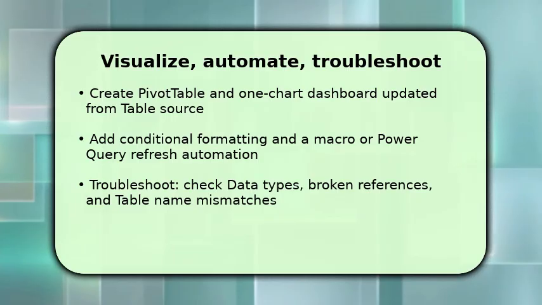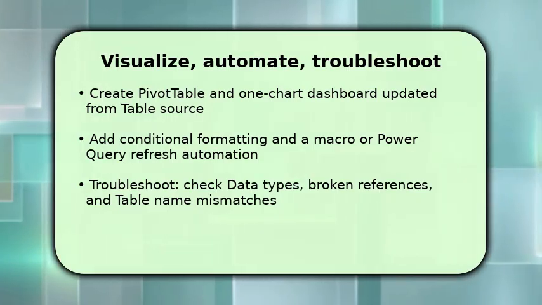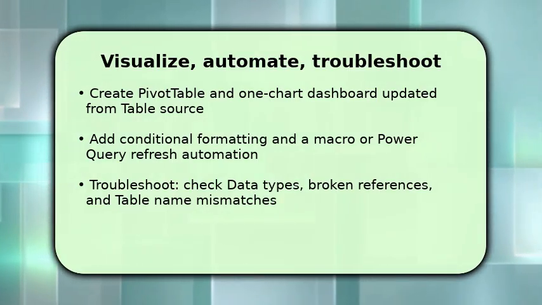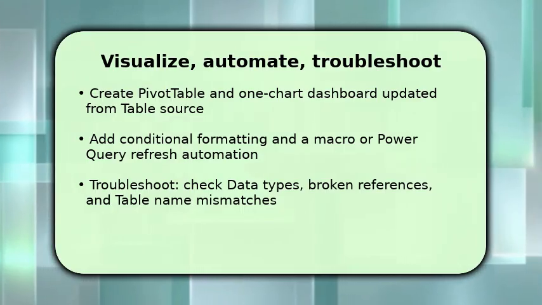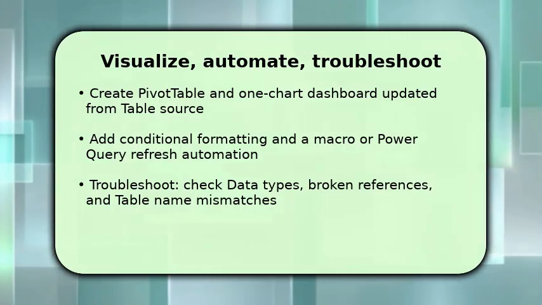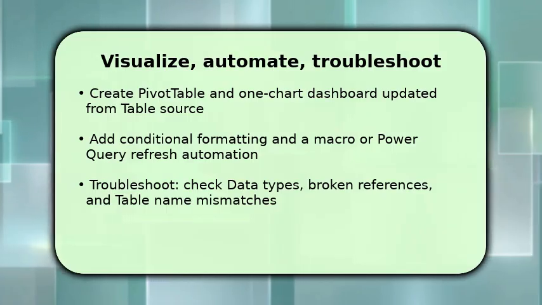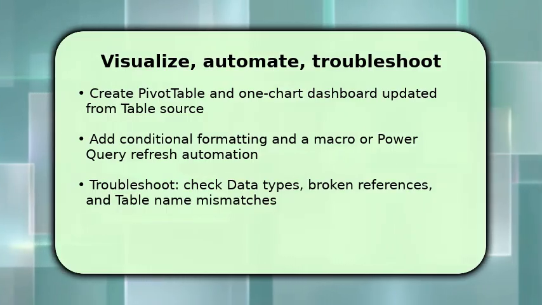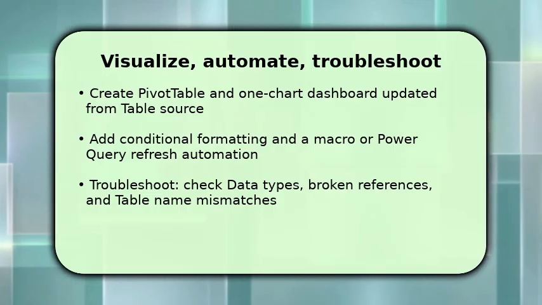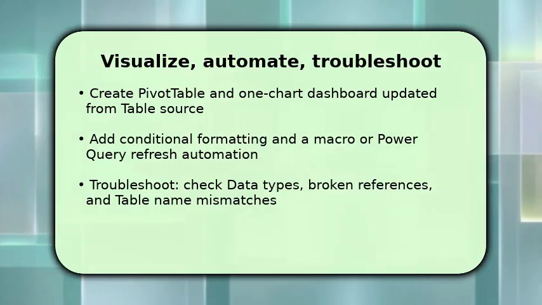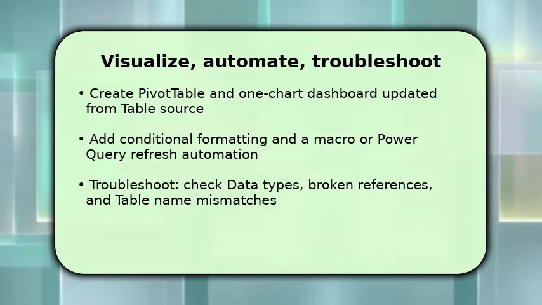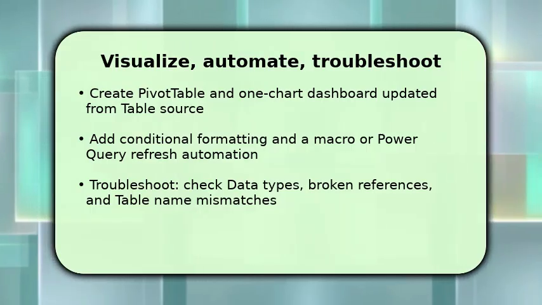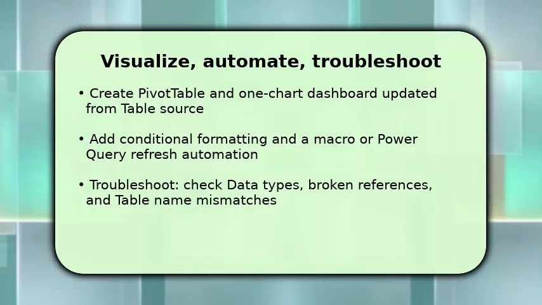Apply conditional formatting to highlight outliers and use Power Query or a simple macro to refresh imports and append new rows. Make a final review. Verify date formats, confirm numeric types, and test a manual data entry to ensure formulas recalculate. If things go wrong, check for mixed data types, broken references, or table name changes. Correcting those fixes most issues quickly.